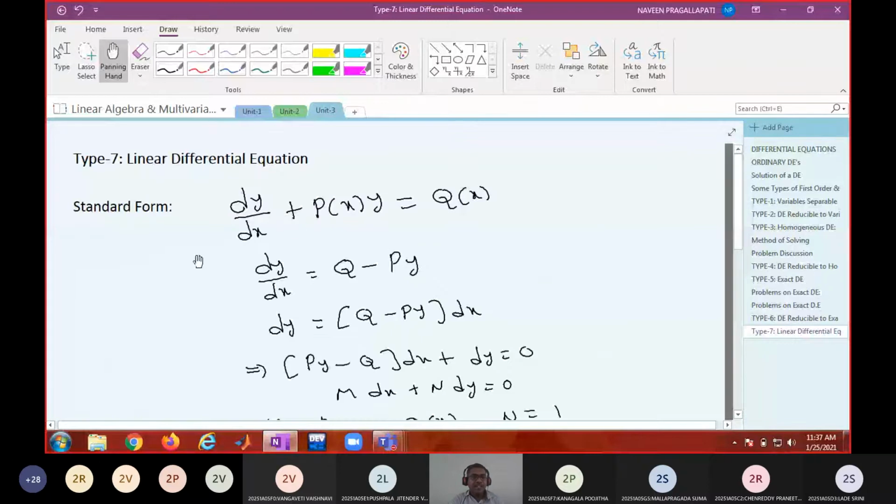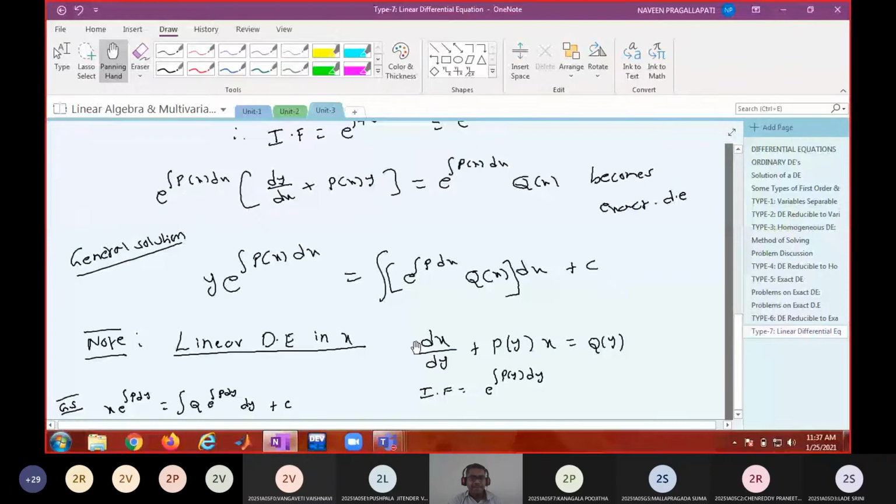Sometimes the differential equation may not be linear in y. Sometimes it may be linear in x. So what do you mean by linear differential equation? The degree of the dependent variable and its derivative must be 1, and no term should contain a product of the dependent variable and its derivatives. So sometimes your equation may not be linear in y, but it may be linear in x. Just by observing the terms of the differential equation, try to rewrite it as either linear in y or linear in x. Accordingly, write down the general solution.